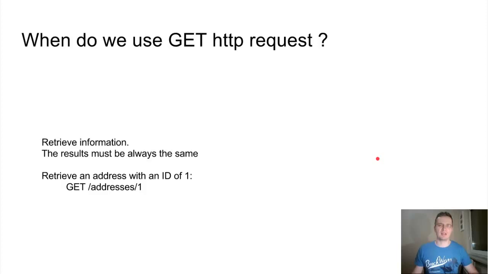When do we use get HTTP request? So we use it to retrieve some information, and the result must be always the same. So we make the URL like you can see here with the ID at the end, and it will return you this ID, entity associated with this ID.